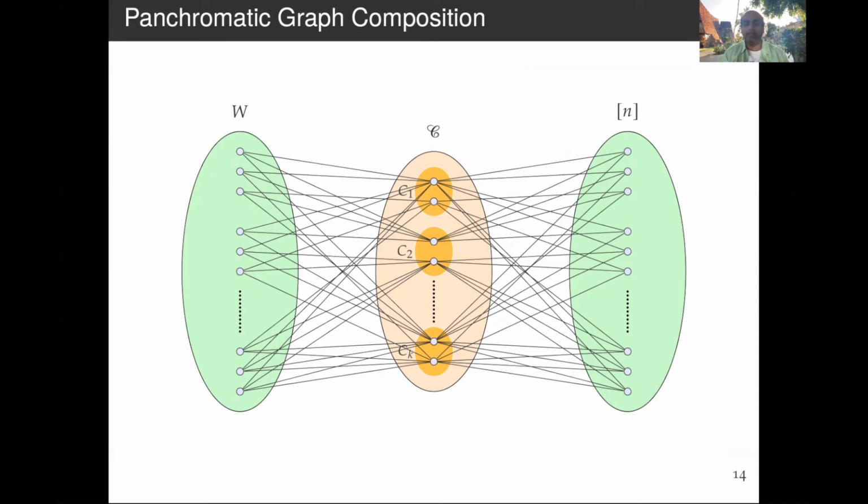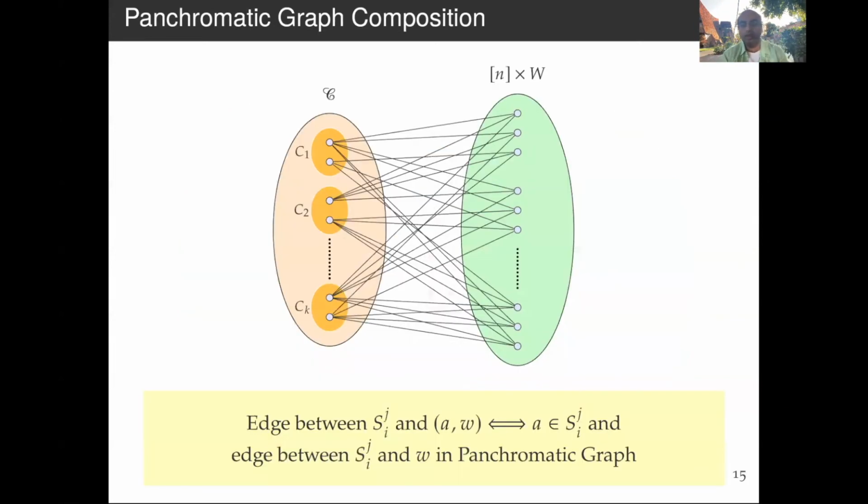And the idea then is we sort of take the product of the two green sets. And so we put an edge from a set to a pair AW, where A is a universe element and W is a vertex from the panchromatic graph, if A is covered by the set, that is A is contained in the set, and A and W have an edge in the panchromatic graph. Notice that if the k sets were coming from one set from each collection, then the universe is entirely covered. And at the same time, because it's one from each collection, we have a lot of common neighbors generated because of the panchromatic graph.